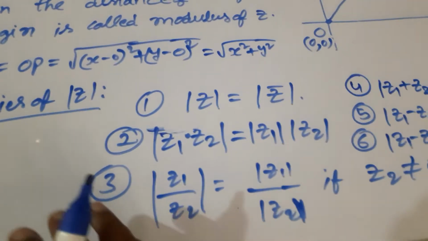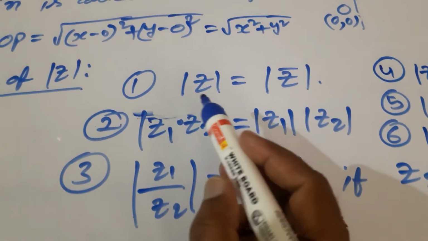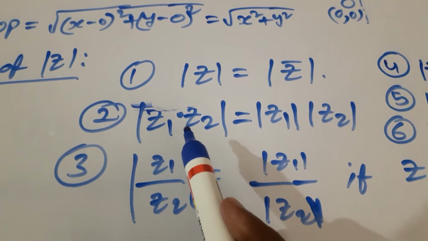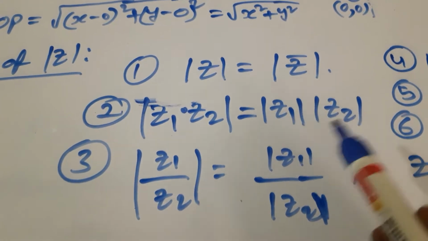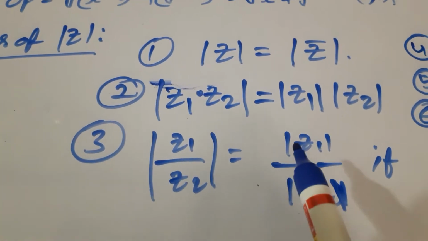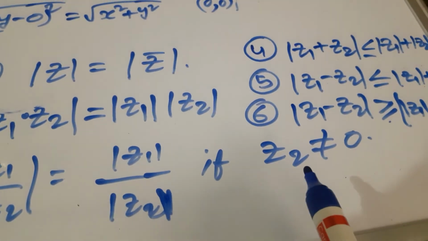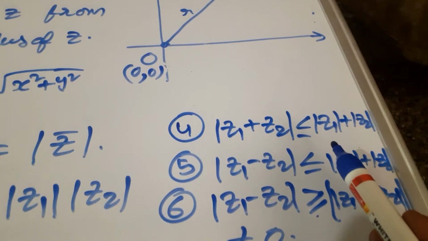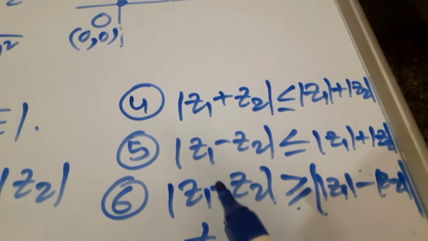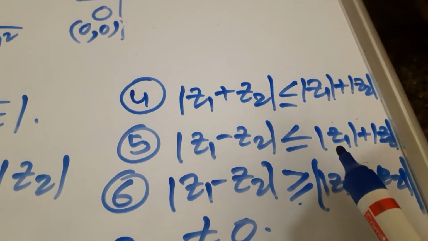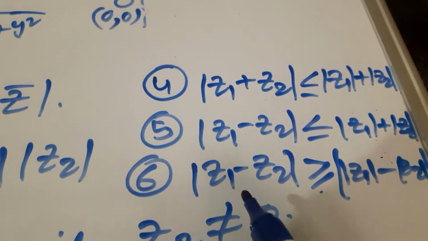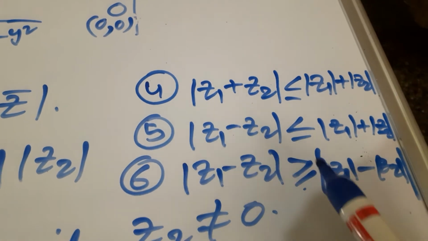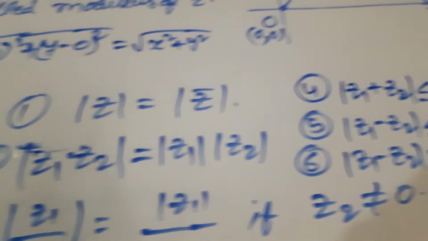So these are the properties of modulus. First property is mod z is equal to modulus of z bar. Second property is modulus of z1 into z2 is equal to mod z1 into mod z2. Third property, modulus of z1 by z2 is equal to mod z1 by mod z2 if z2 not equal to 0. Fourth property is modulus of z1 plus z2 is always less than or equal to mod z1 plus mod z2. Modulus of z1 minus z2 is also less than or equal to mod z1 plus mod z2. Modulus of z1 minus z2 is greater than or equal to mod z1 minus mod z2 under whole mod. These are the 6 properties of modulus.